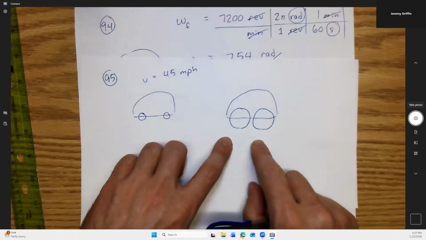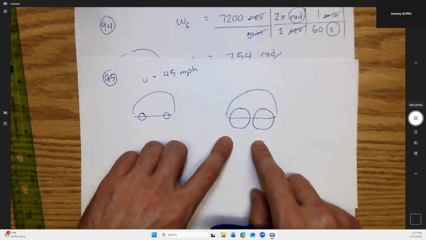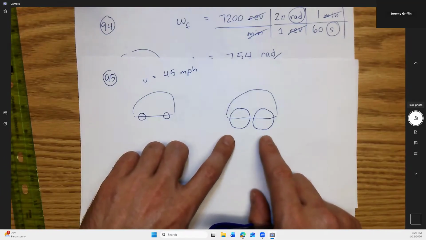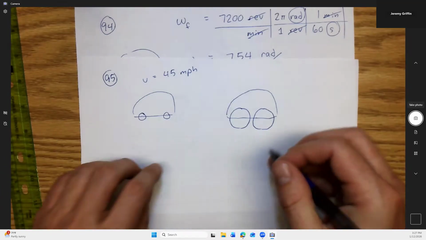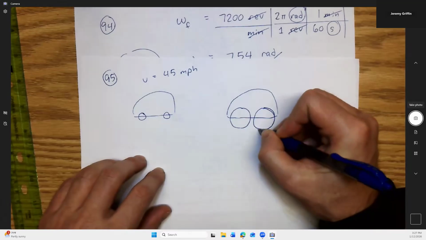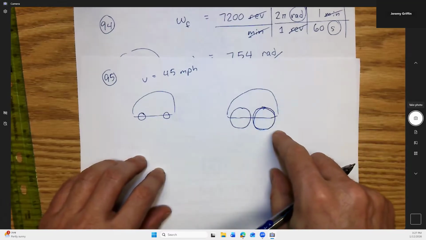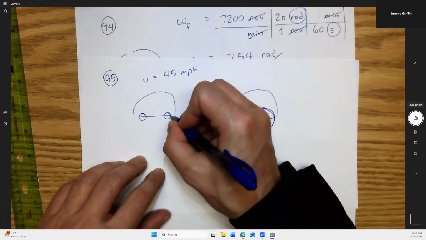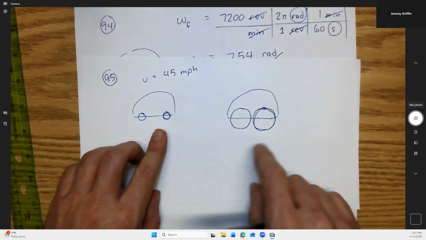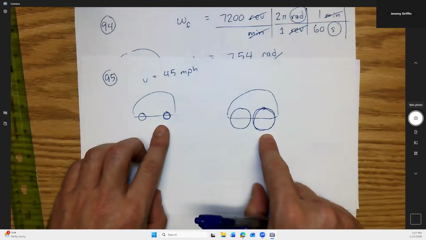But guys, over here, if the speedometer reading still says 45 miles an hour, are you still going 45 miles an hour? No, because when this wheel makes one rotation, has your car moved further or less far than this car that also makes one rotation? Further. Yeah, a lot further. A lot further. You guys see that?